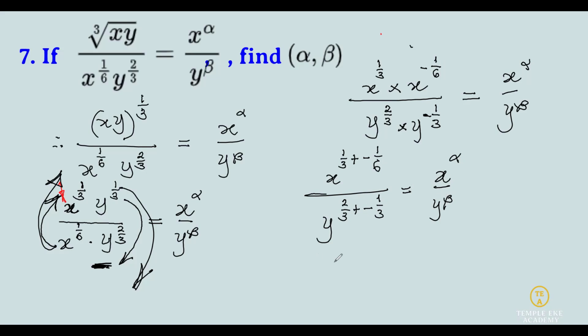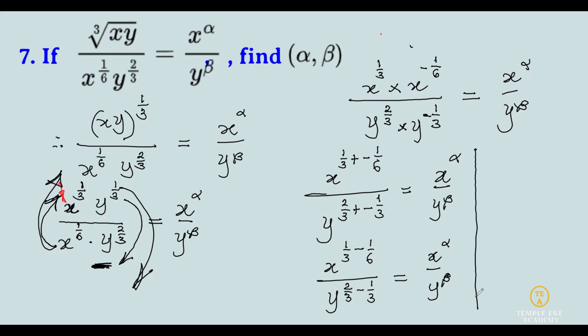So this is going to give us x to the power 1/3 minus 1/6. All of this divided by y to the power 2/3 minus 1/3, as you can see, is equal now to x to the power alpha divided by y to the power beta. Very interesting and beautiful. So let us buy a little more space here to finish it off.